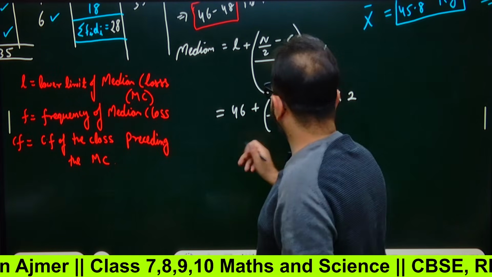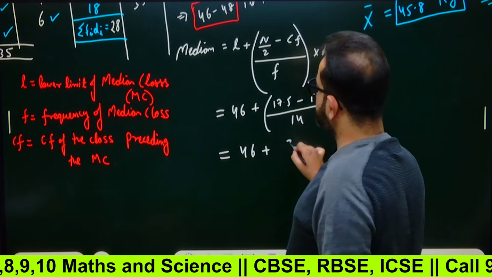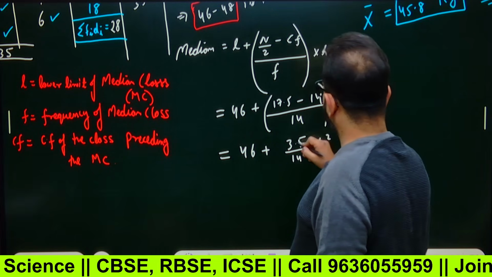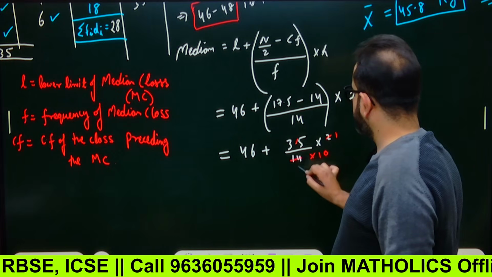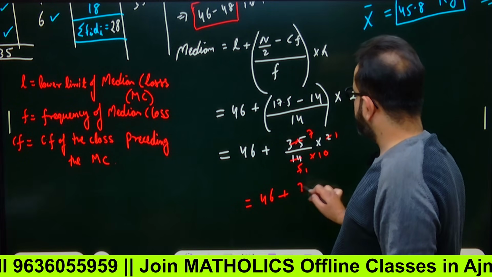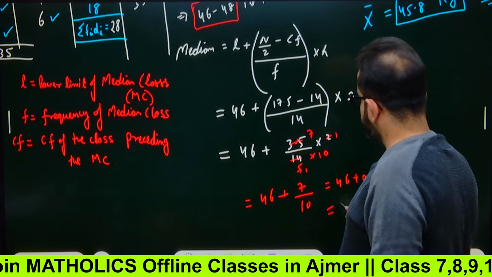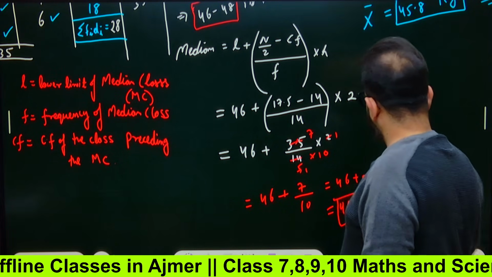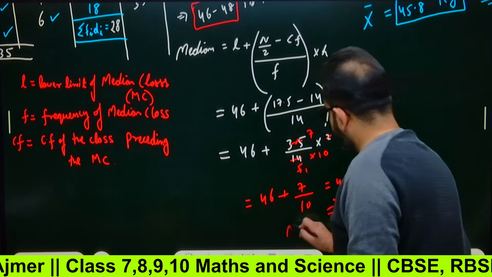So 46 plus 17.5 minus 14, that is 3.5 upon 14 into 2. So the point goes, the denominator will be 10. 2 ones are 2, 2 fives are 5, 1 fives are 5, 7 sevens are. So 46 plus 7 by 10, that means 46 plus 0.7, that means 46.7 kg is the required median. Got it? It is the required median.